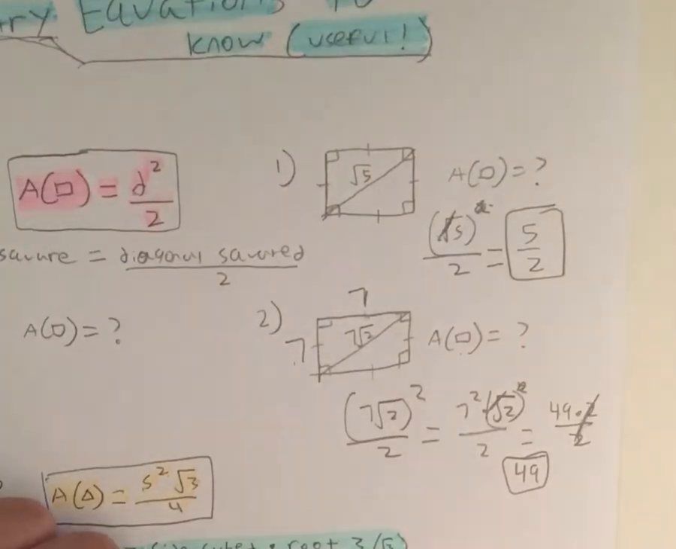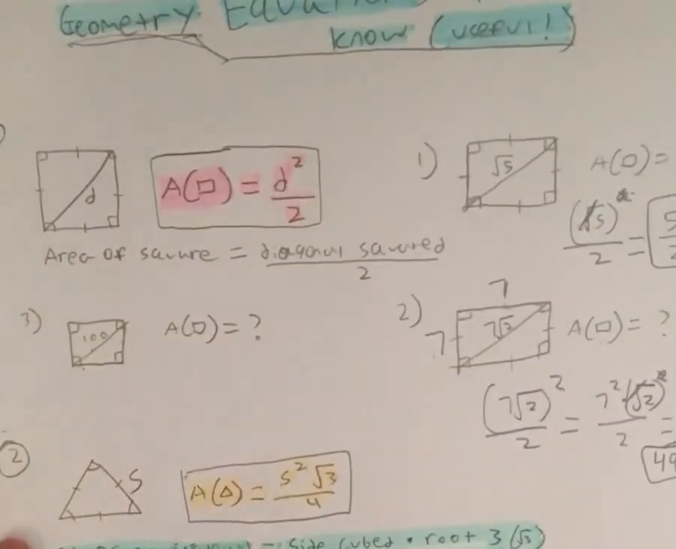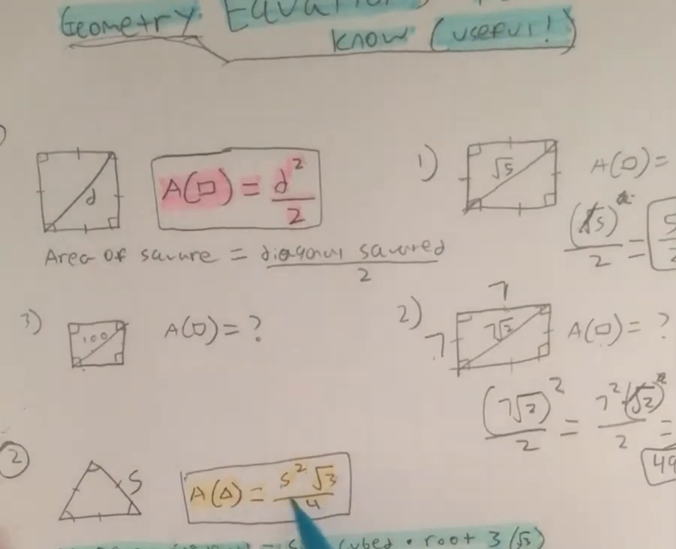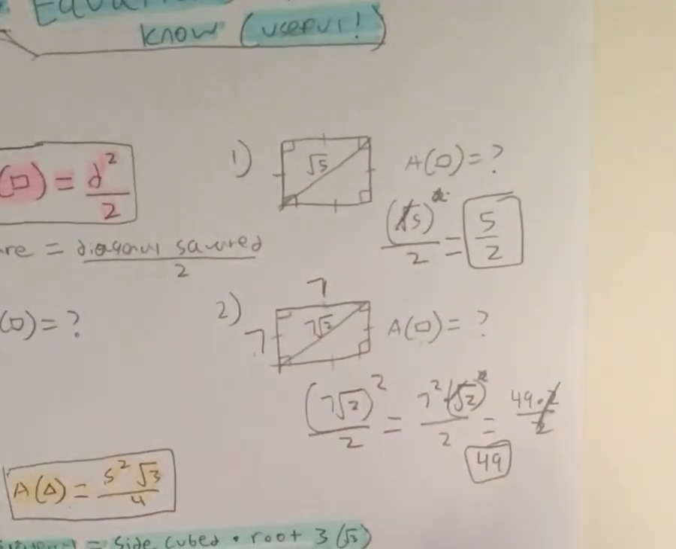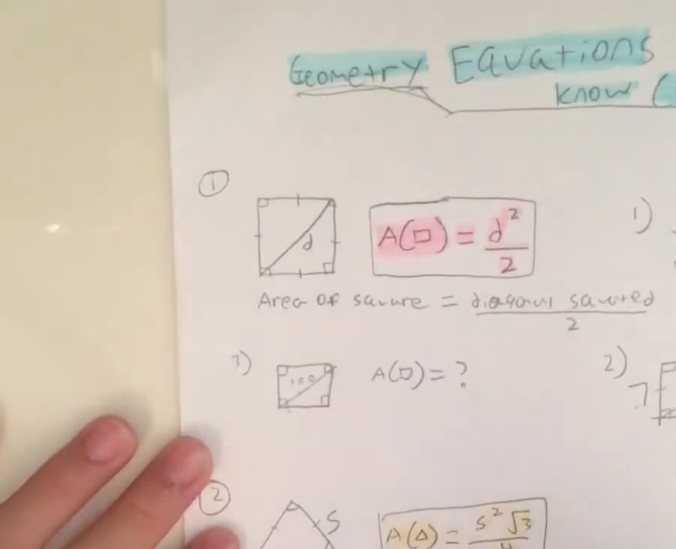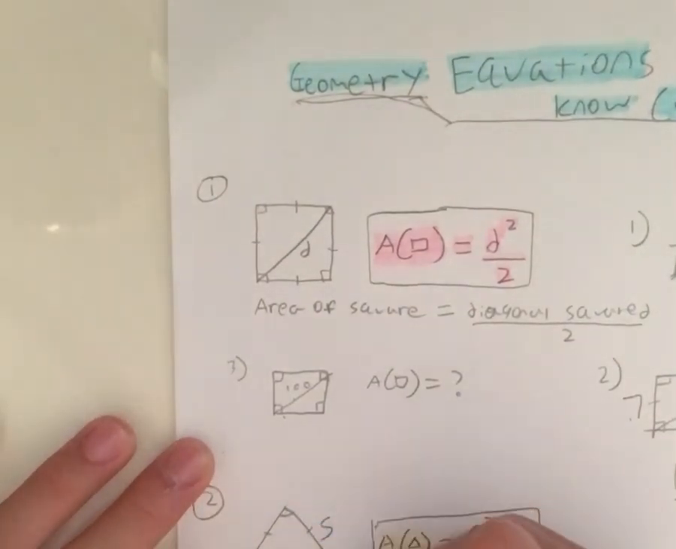Alright, so let's look at question 2. The side length is 4 root 3, and they're asking us to find the area. So what equation are we going to use? The area of an equilateral triangle is equal to s squared root 3 over 4. So let me plug this in. That's equal to (4 root 3) squared root 3 over 4. 4 root 3 is the value of s, and I just plugged it in. S represents the side length, guys, so don't be confused. S is the side length of one side of the equilateral triangle.